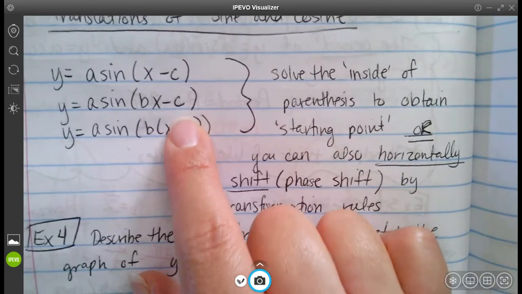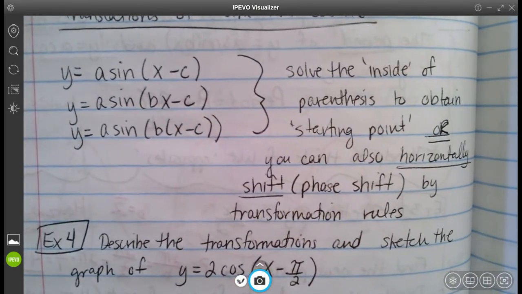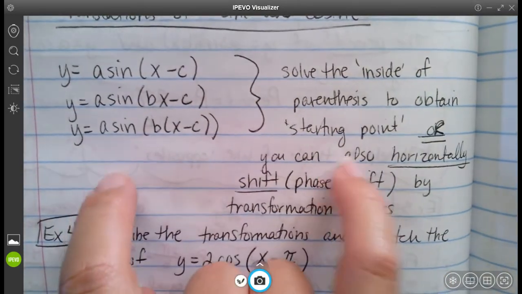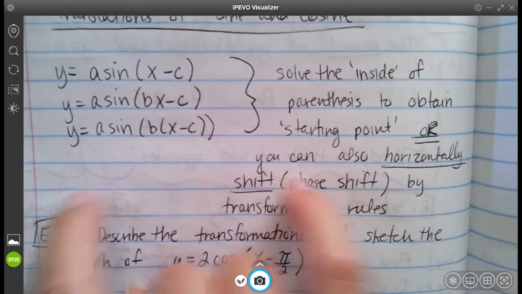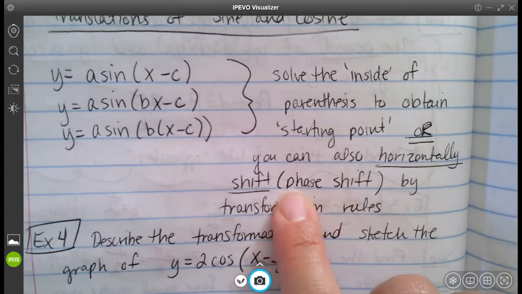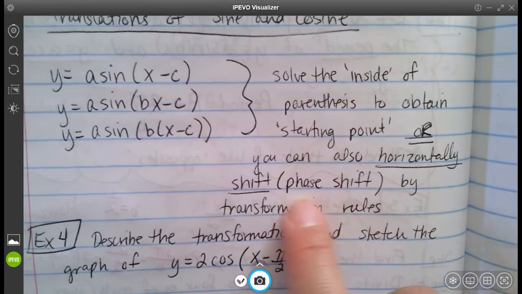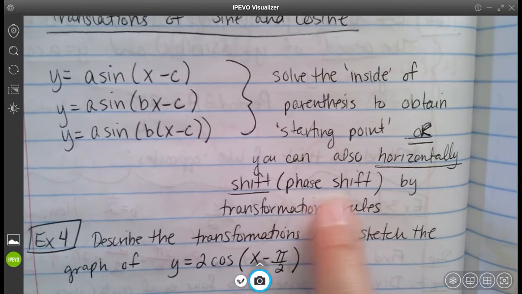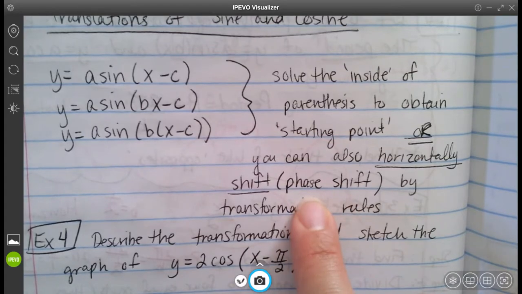The best way to think about it is a starting point and an ending point. That way you know between what 2 points to start your graph and where to move it. So we call this a horizontal shift or a phase shift. In trigonometry, they like to give different names to everything. So this is also known as a phase shift.